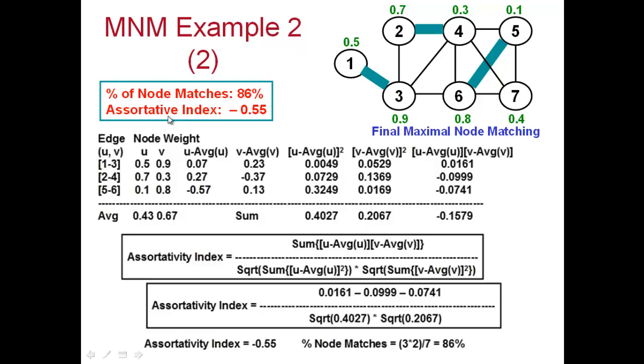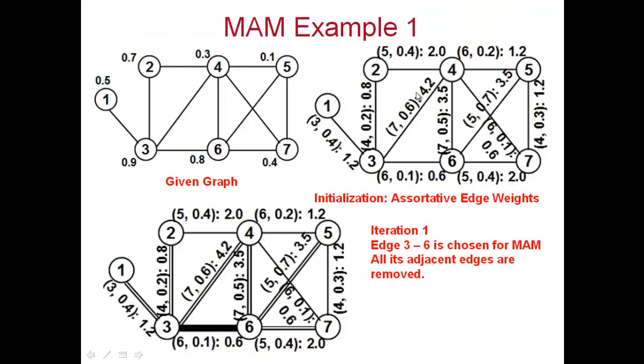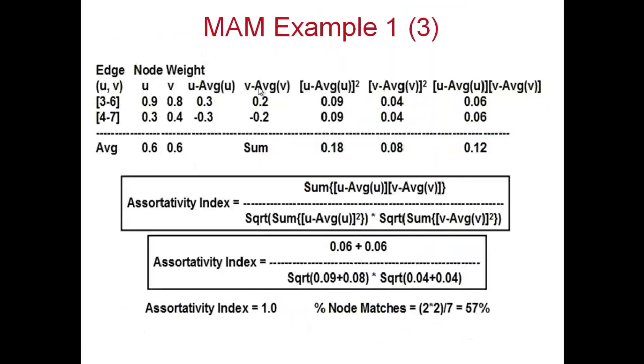So if we really wanted assortative matching, we could not find that in this graph by just finding a maximal node matching. So if you want really a maximal assortative matching for this graph, we have to go through this process of maximal assortative matching and find a set of edges. But then on this graph we see a trade-off. We could not really find a maximum matching. We can just find a matching of just 57% of the nodes matched, but that is the best. That's assortative in nature with a one assortative index.